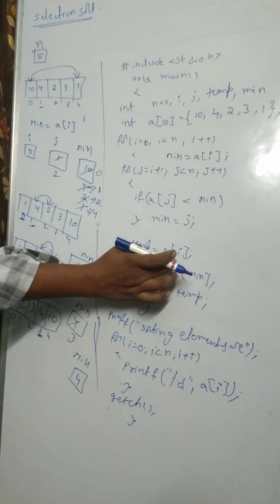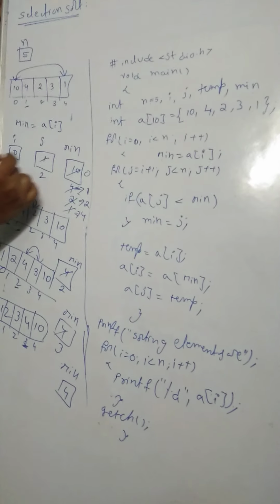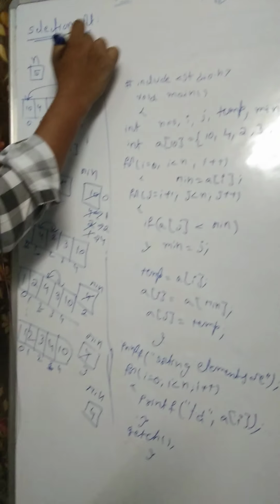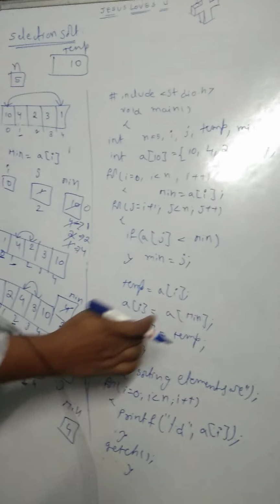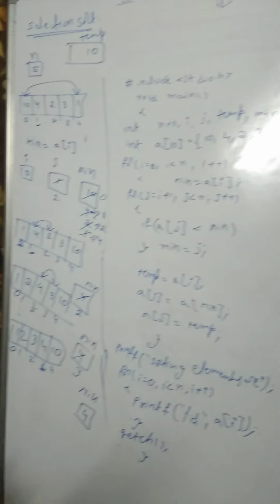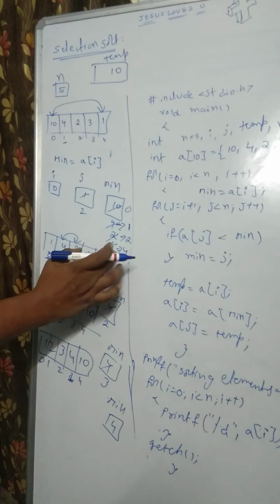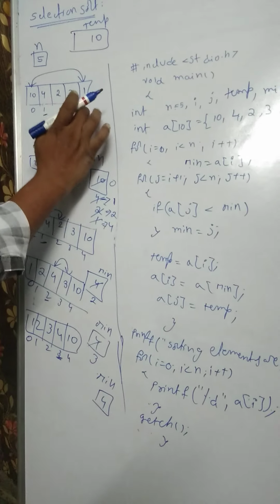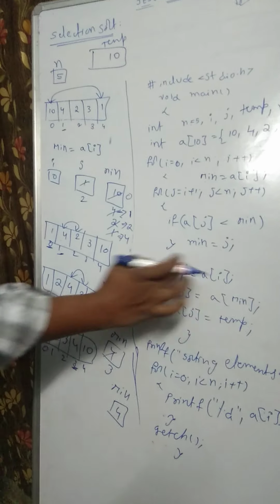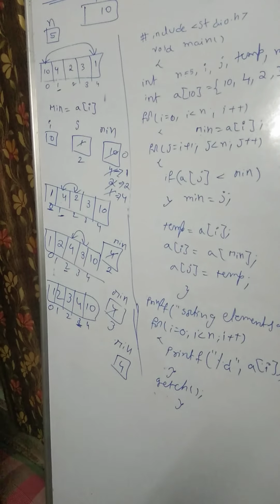Now a of i is stored into temp. What is the value of a of i? Actually 10. So that will be stored into temp. In temp we are storing the 10. Next, a of minimum is stored into a of i. What is the value of minimum? Position 4, and a of 4 is 1. So that will be placed into a of i. That means here we are storing the 1.